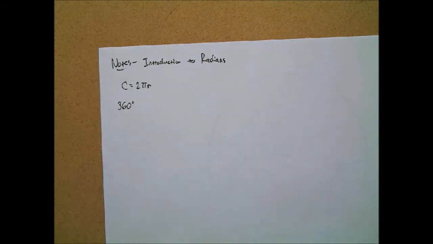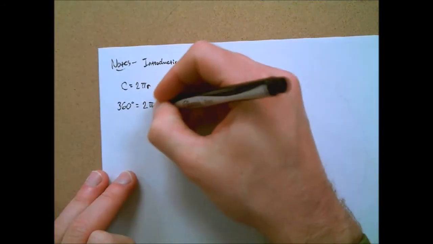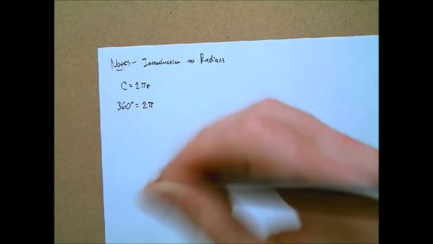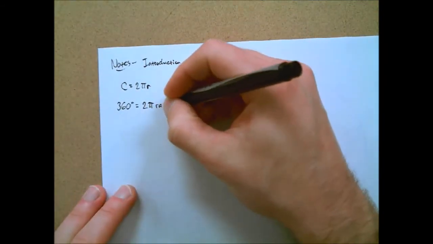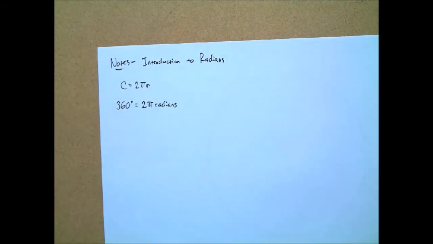And so we can, in a sense, equate these two ideas. 2 pi, but we're not going to say radiuses or radii. We're going to call them radians now, because we're going to use these in the context of measuring angles. So here's our first equivalence. 360 degrees is the same thing as 2 pi radians.